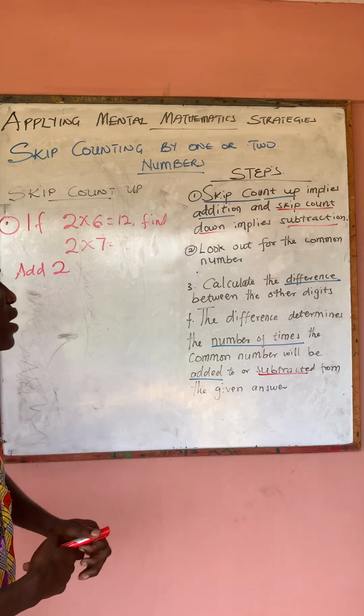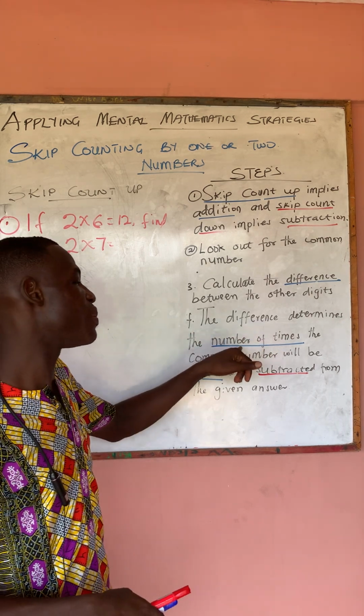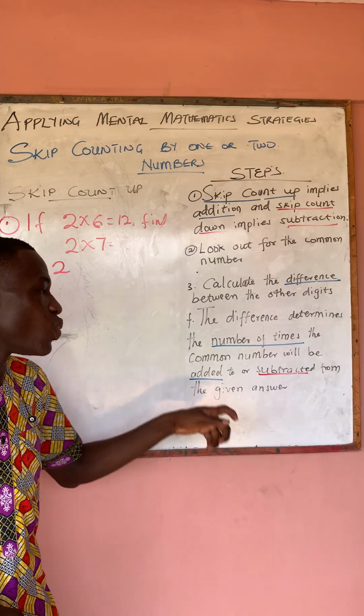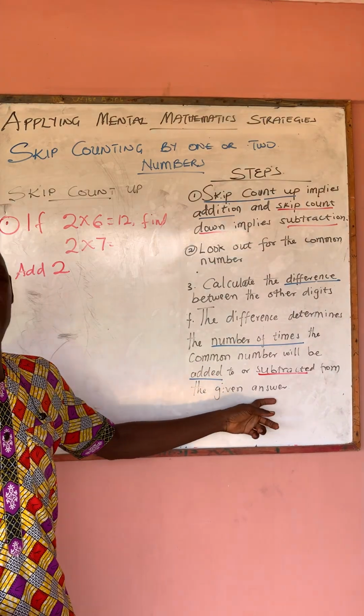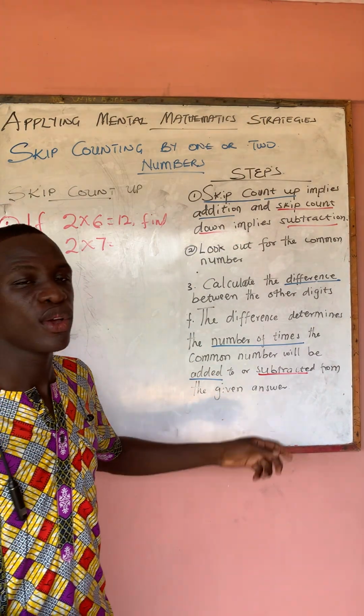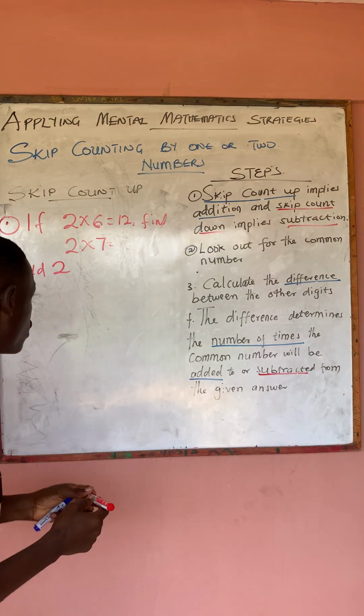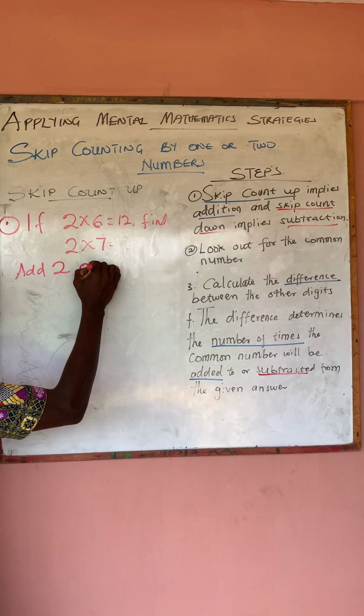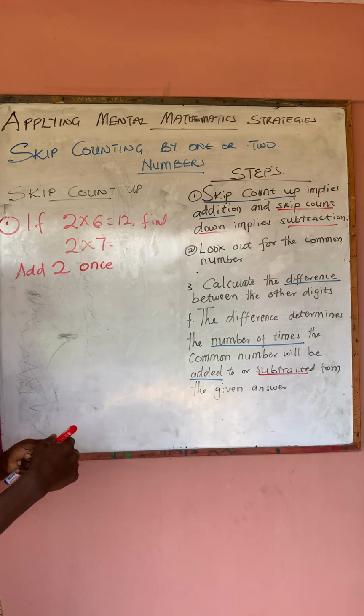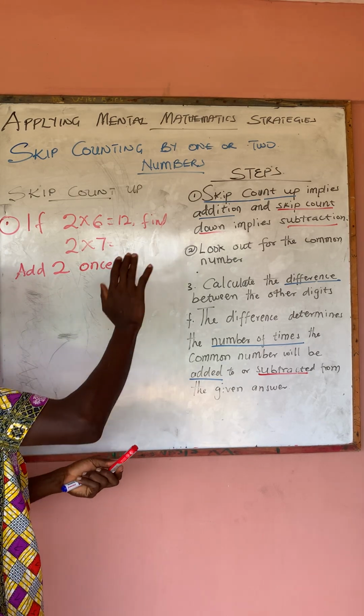Now step 4 says the difference determines the number of times you are going to add to the given answer. So since the difference is 1, we are going to add once. So we're going to add 2 once. This rule will be used to find our answer.